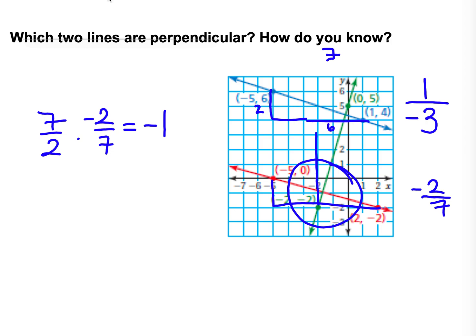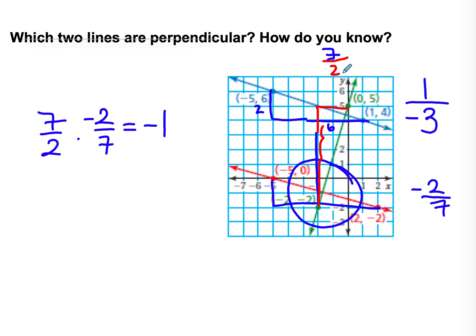for my blue line on the top, I went over 6, that's a slope of -1/3. For the red line, I went down 2 and then over 7, that's a slope of -2/7. And then for the green line up here, that's a slope of 7 over 2. It looks like that got erased off there. But if I count up and I go up and over, I go up 7 and then I go over 2. So from here all the way up, that's an increase of 7 and then over 2. So 7 over 2 is the green line.